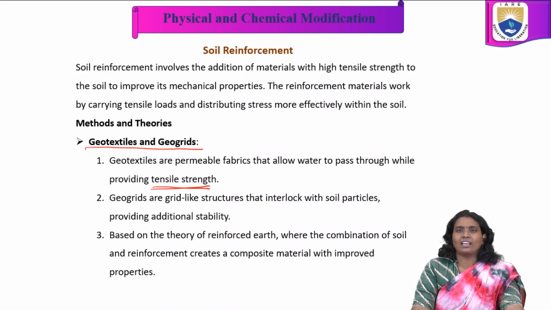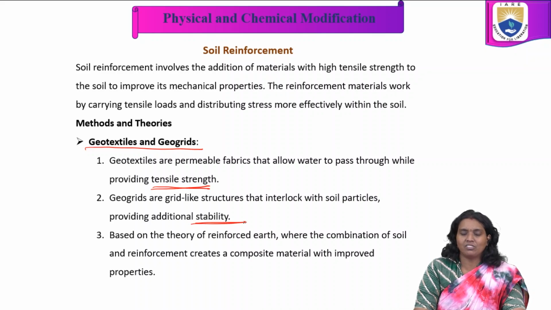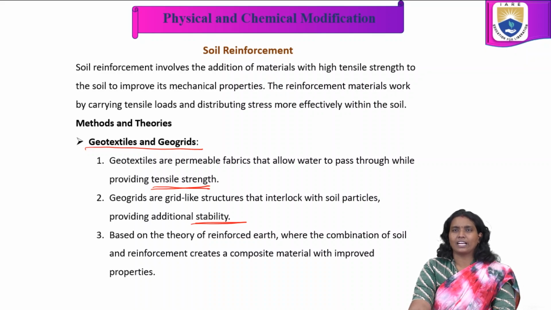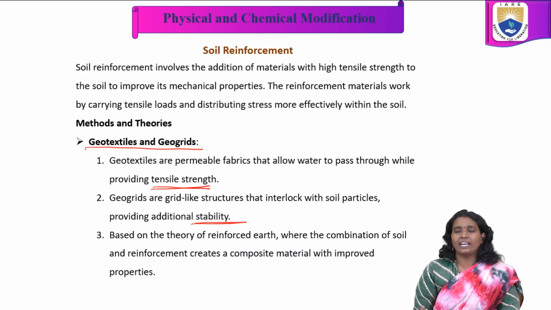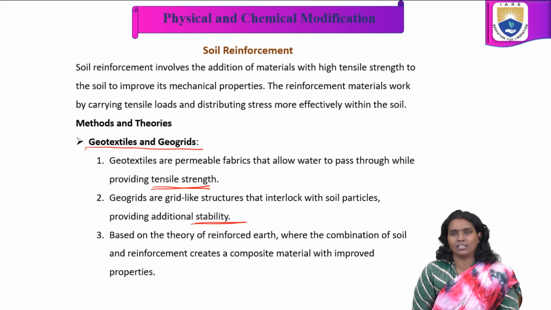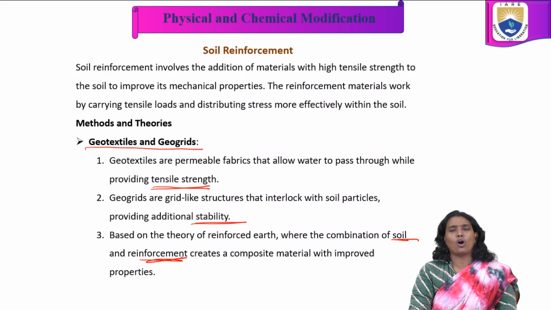Geogrids are grid-like structures that interlock with soil, providing additional stability. So, these are the methods which we use for soil reinforcement. Whenever we require tensile strength, we choose geotextile methods. Whenever additional stability is required, we choose these grid-like structures, which interlock the soil particles. This is based on the theory of reinforced earth, where the combination of soil as well as the reinforcement creates a composite material with improved properties.